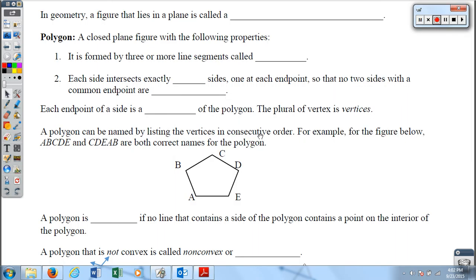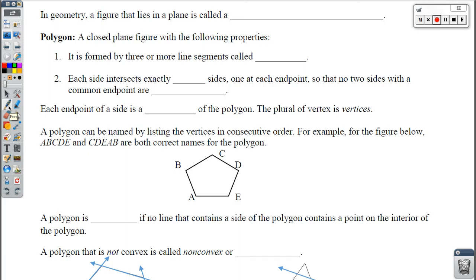Remember that in geometry we have a plane, which is a two-dimensional surface, and pretty much everything that we do in this class is going to be geometry on a plane. We're looking at doing geometry on a flat two-dimensional surface. And anything that we draw in that flat two-dimensional surface we call a plane figure. So figure just means it's some sort of shape or drawing or something in that plane.